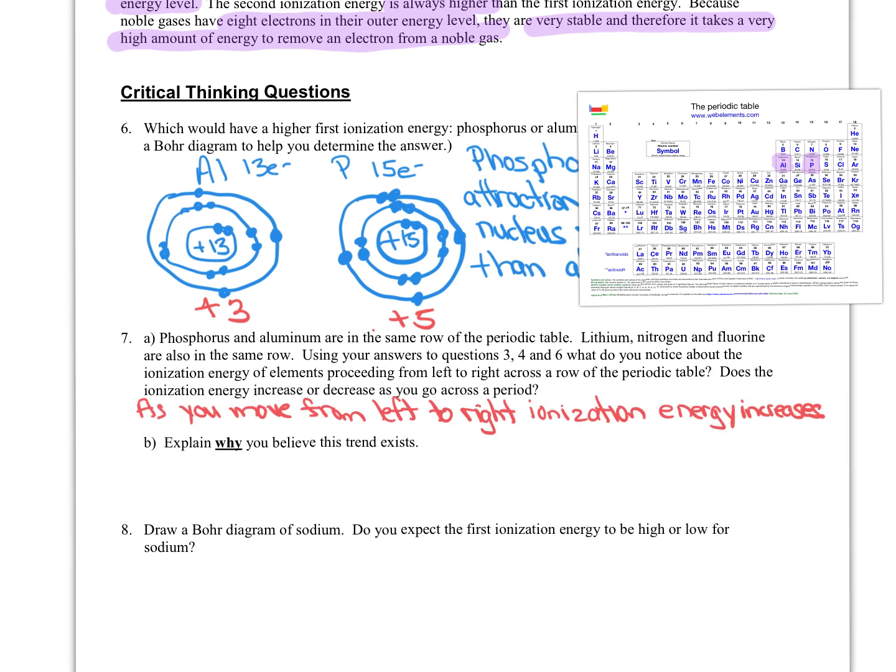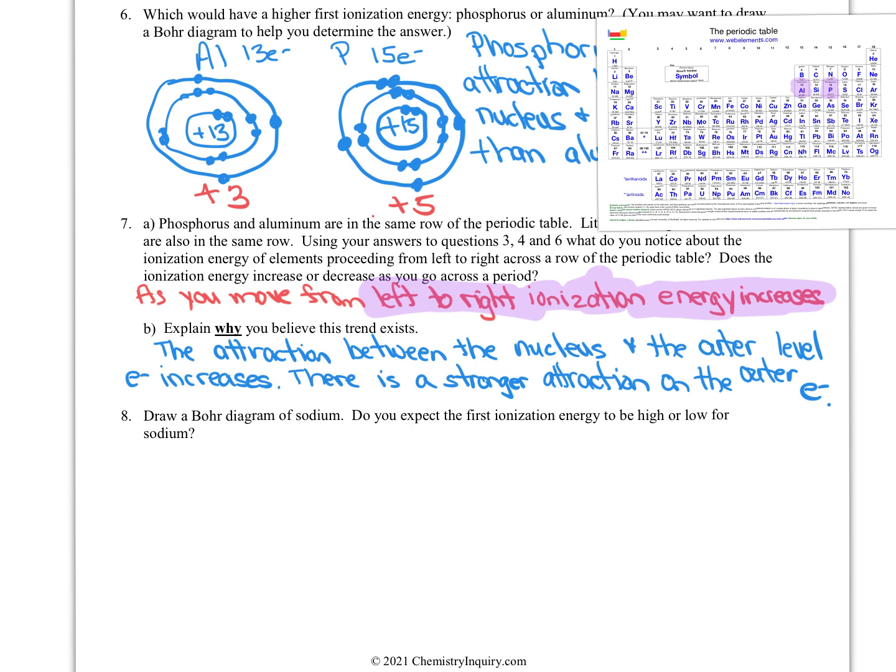So as we move from left to right on the periodic table, ionization energy increases. And so that's something that we need to know. That's the pattern that we need to know. As we move from left to right, ionization energy increases. And then, of course, our why. Why does this trend exist? So the why is because the attraction between the nucleus and the outer level electrons increases as we go across a row. There is a stronger attraction on the outer electrons, making it harder for them to be removed.